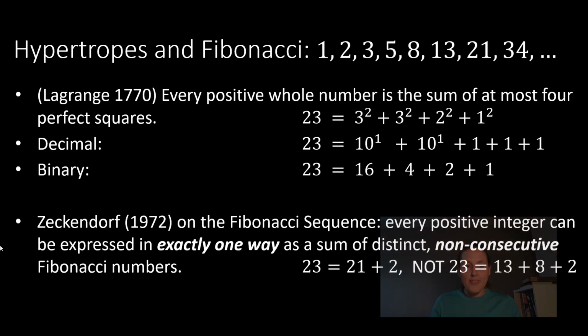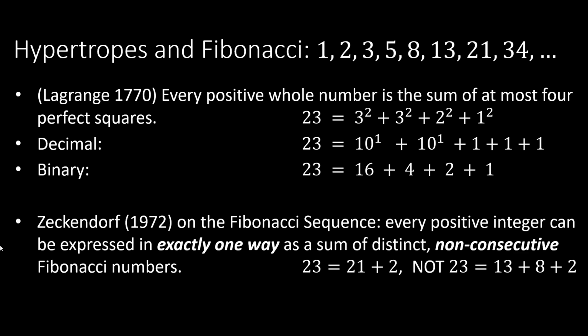So Fibonacci. Zeckendorf's theorem, 1972, just a few years before Roubaud's sequence of poems, says that every positive integer can be expressed in exactly one way, there's only one way of doing it, as a sum of distinct non-consecutive Fibonacci numbers. Now, that non-consecutive is very important because, of course, you could always replace a Fibonacci number by the previous two terms in the Fibonacci sequence, because any term in the Fibonacci sequence is the sum of the previous two terms. So we have to say we're not allowed consecutive ones, otherwise we lose the uniqueness, the exactly one wayness.